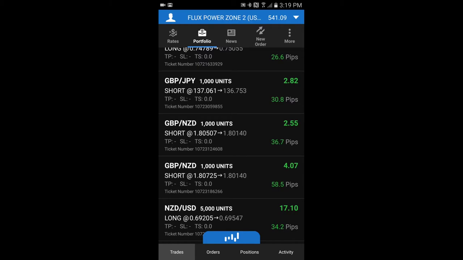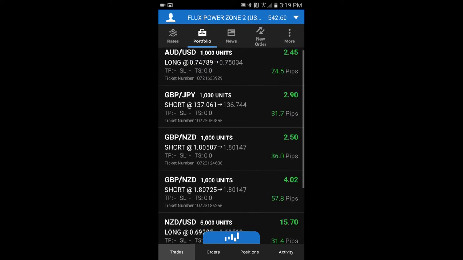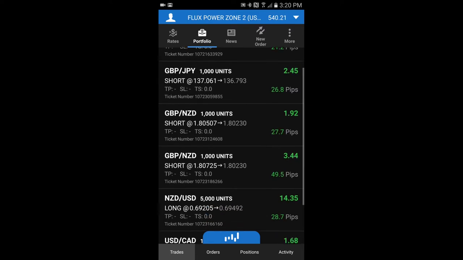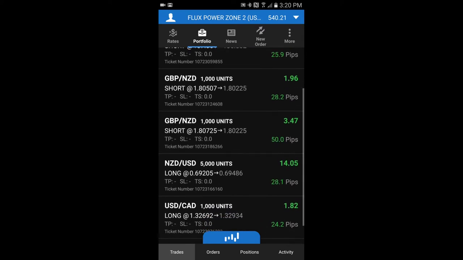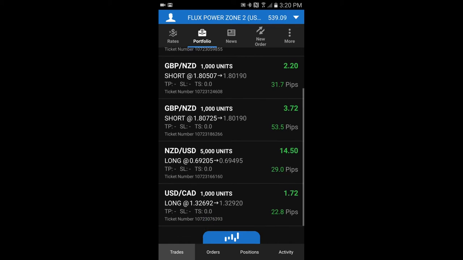As you can see here, we got all green. This is Olander's platform here. You got the Aussie US dollar, 22 pips. You got the JPY, 31 pips. You got the GBP NZD, 32 pips. Another GBP NZD, 47 pips. New Zealand US dollar, 29 pips. And the US dollar Canadian, 23 pips.